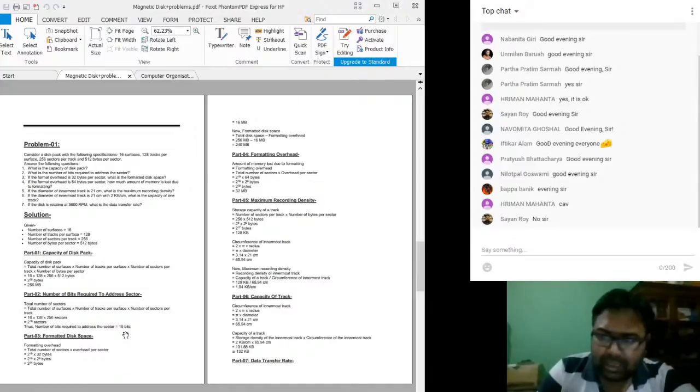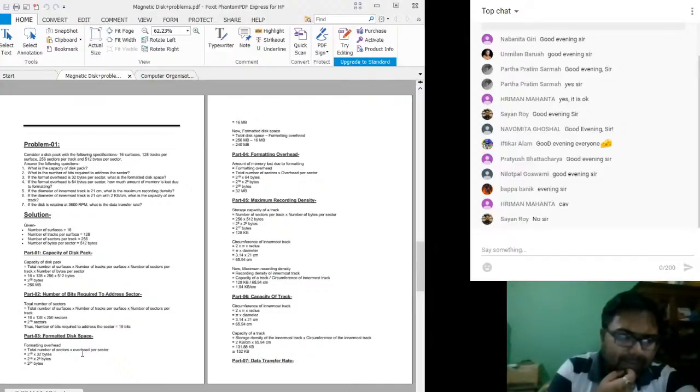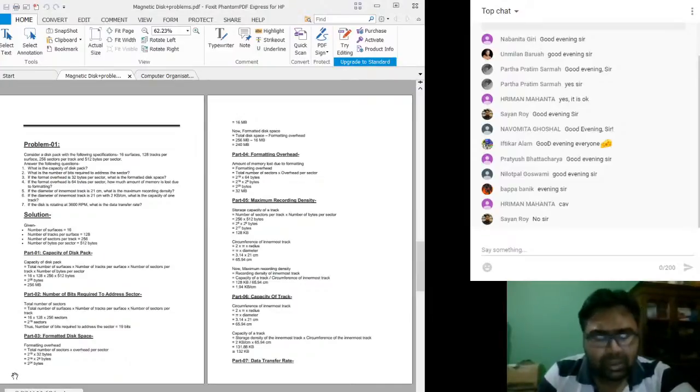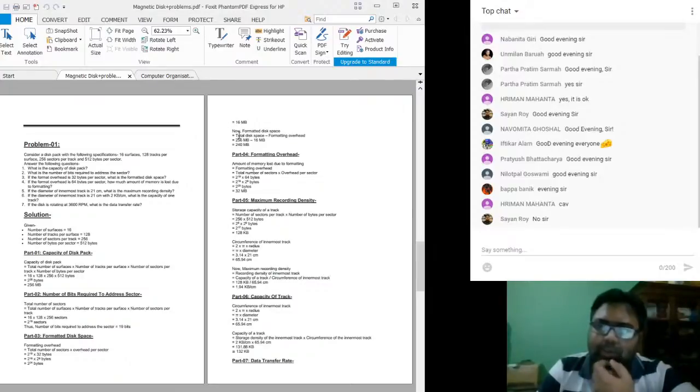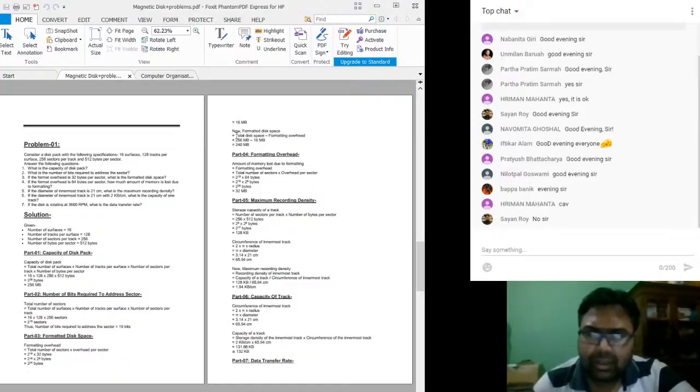Next comes formatted disk space, means how much disk space will be available to you after formatting. So total number of sectors multiplied by overhead per sector. If you see question number 3, they have given the format overhead. So it is 32 bytes per sector. You just multiply it with the total number of sectors. So this will be the space which will be required for formatting the disk. Then you just subtract it from the total space, so you will get your formatted disk space.